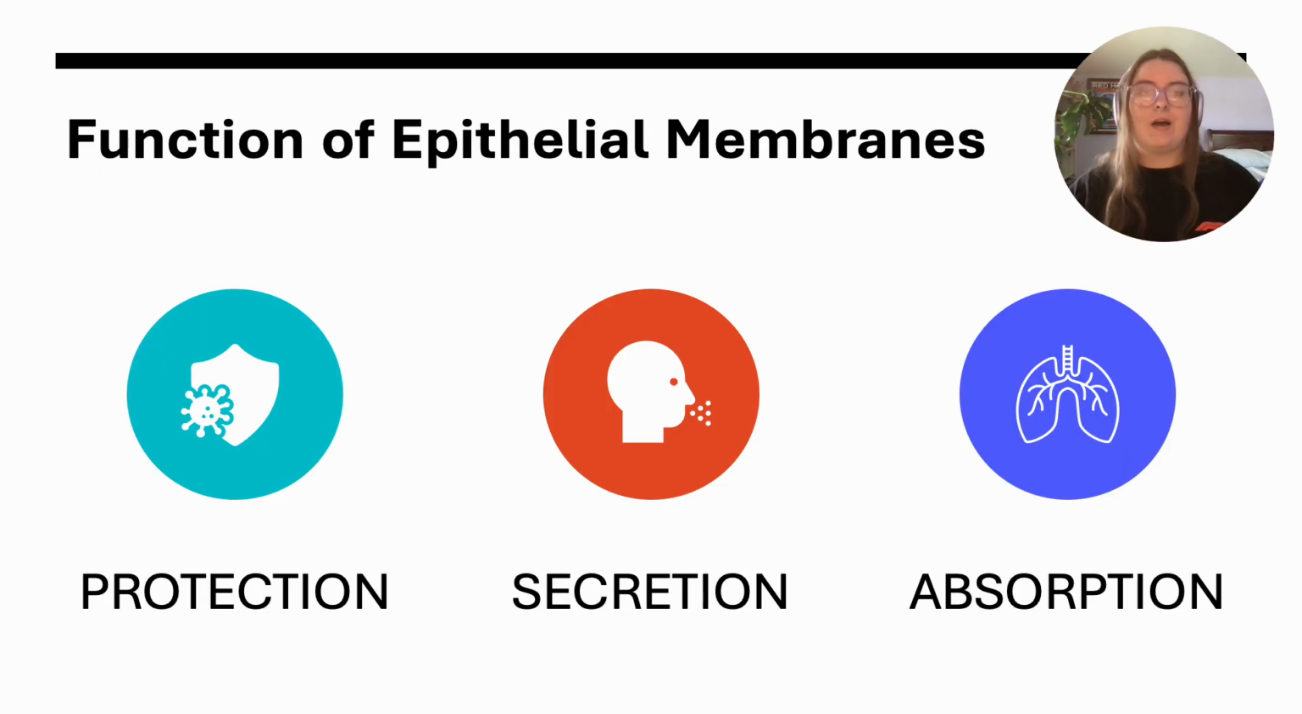Lastly, there's the function of epithelial membranes, which is the first line of defense with protection. Secretion can be seen in the esophagus as well as the stomach with the secretion of stomach acid, and the absorption of nutrients as seen through the intestines.